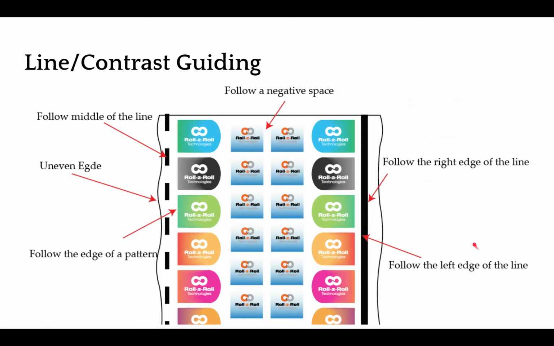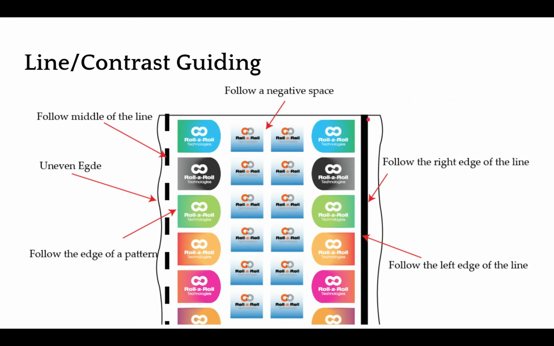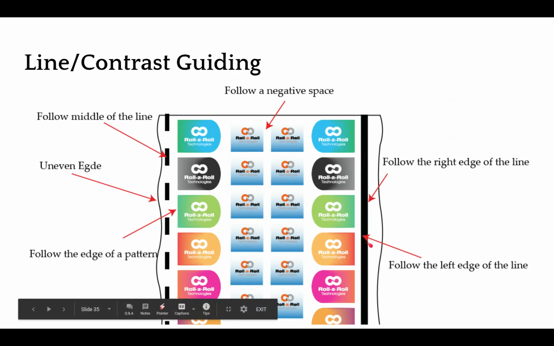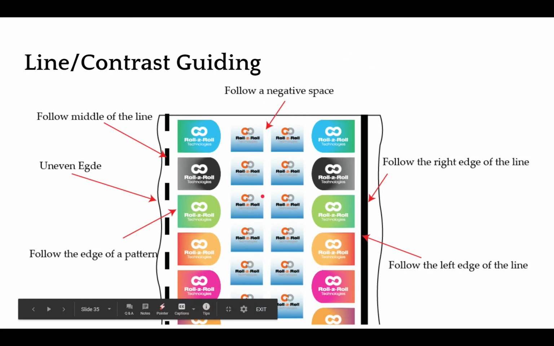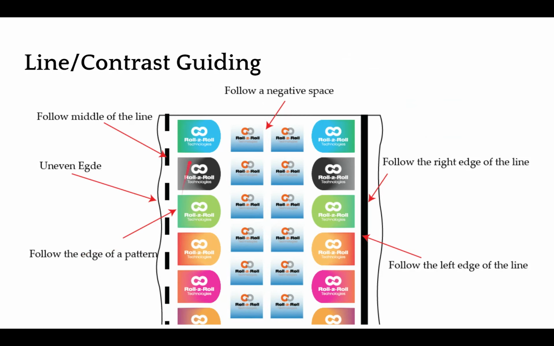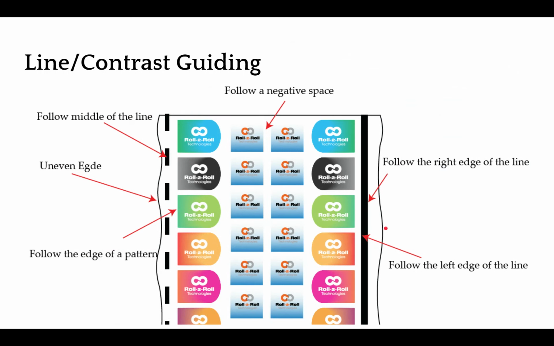Now, in terms of line and contrast guiding, you can actually do a whole bunch of different things, because we're not just looking at the edge of the web. You can follow a line and say, I want to follow the right edge of the line, or you can follow a left edge of the line. It doesn't even have to be a line. It can be a negative space that you're following, like this white negative space there. Or you can follow a pattern, an edge of the pattern, which is kind of straight. And then you can also follow a middle of the line.